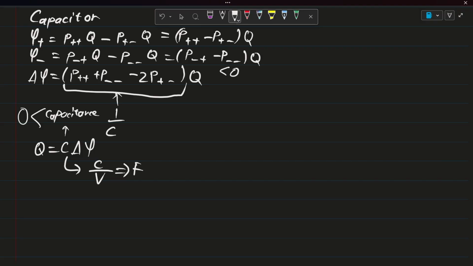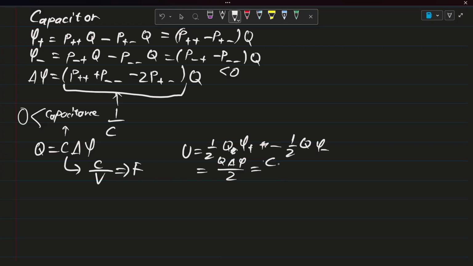So I have mentioned the capacitor being able to store energy. So what's the energy for the capacitor? Well, if you just use the definition of the potential energy that we have already used, this would be half times the Q positive phi positive plus half times the negative Q phi negative. And therefore, the potential energy is just Q delta phi over 2. Or we can rewrite this as capacitance times delta phi squared over 2, or the same thing as Q squared over 2C.